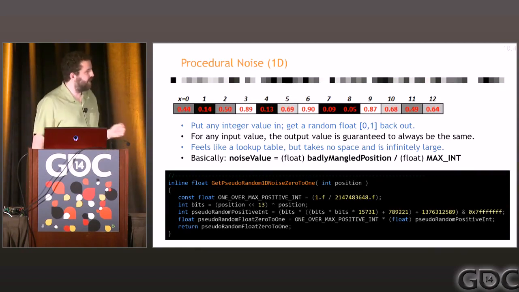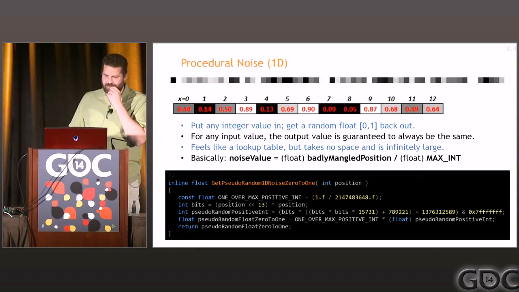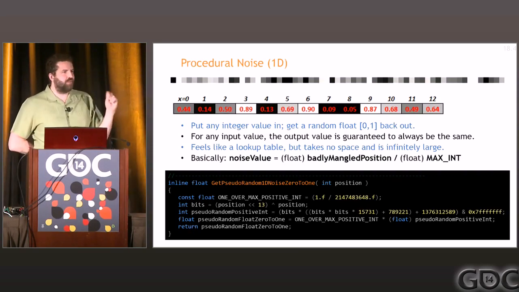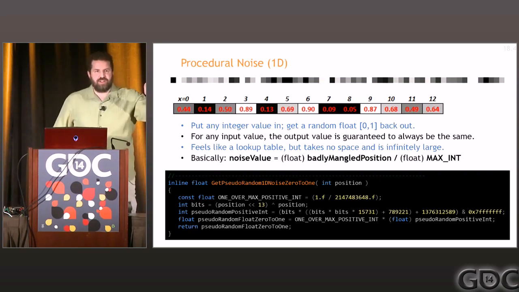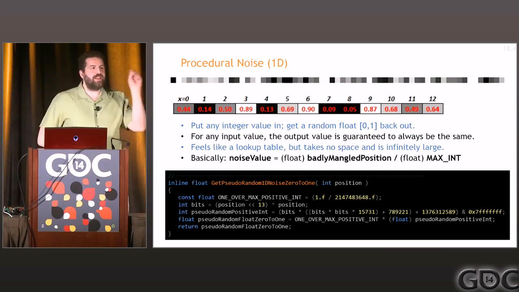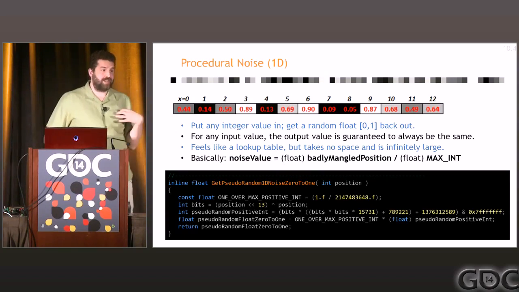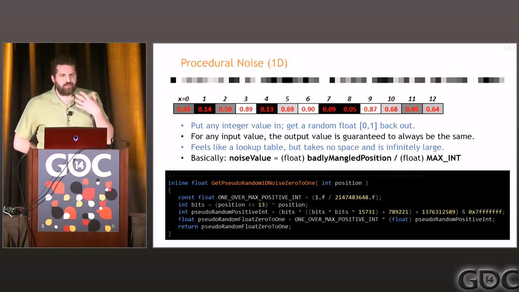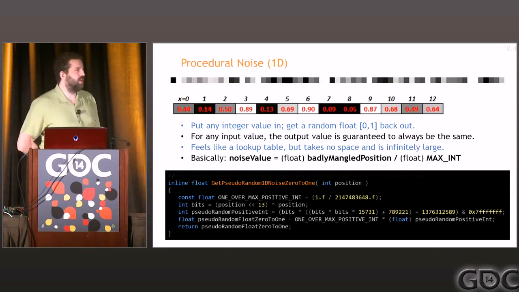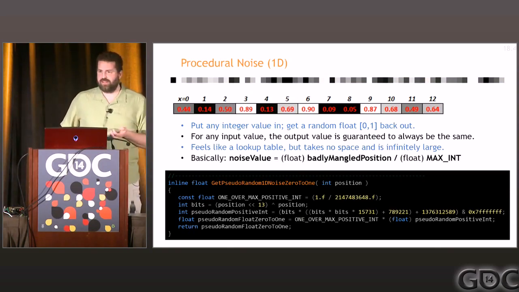All right, so I'm going to have to speed up here since I don't have much time. I want to talk about procedural noise. So the idea of procedural noise is you put an integer in, you get a random float out. So for any integer, if I put in a 7, I will get back that same float. So it's really just like a lookup table, right? Except it's infinitely large and it takes no space.